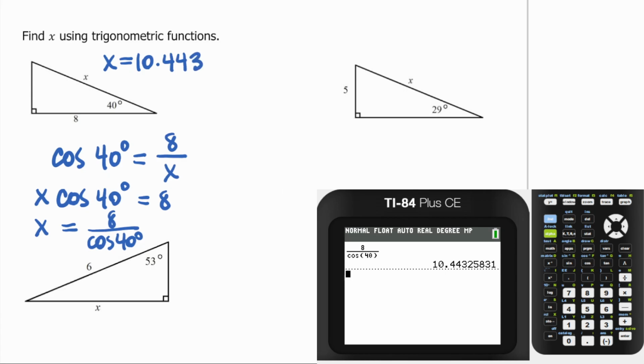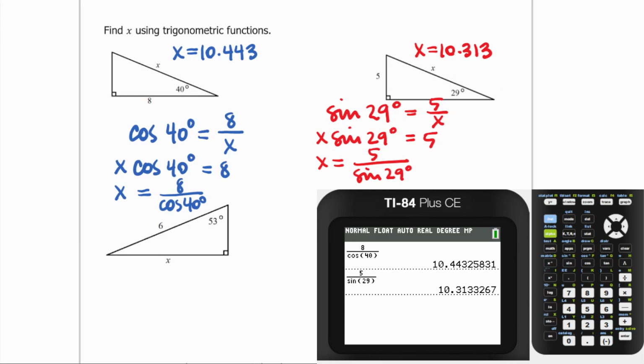Why don't you try the one on the upper right on your own, 5 and 29 degrees? I'll give you a hint, it's not going to use cosine. Set up a trig ratio, solve for x using the calculator, and check your work against mine. You're going to need to pause the video now because the answer is just going to pop up in a couple seconds.